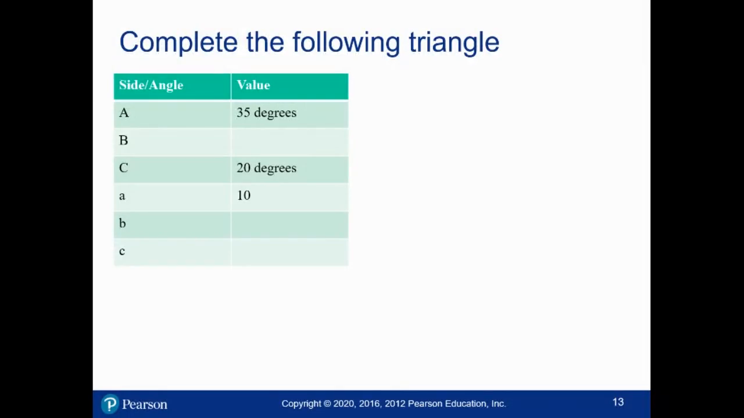So pretend it's the final exam and you're staring at this. I don't remember exactly how much these are worth, but this would be like 10% or so of the final exam. Just this one problem here. Complete the following triangle. So what do we have to use?